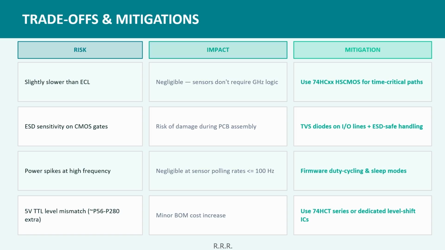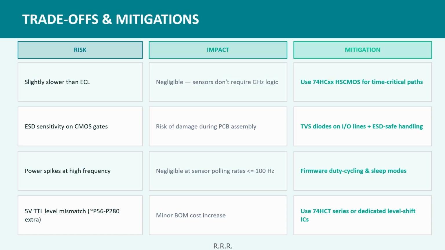Trade-off 3. Power consumption increases at high switching frequencies. Again, at our sensor polling rates of 100 Hz or less, the power increase is negligible. Implementing firmware-level duty cycling and sleep modes will keep power consumption well within budget.